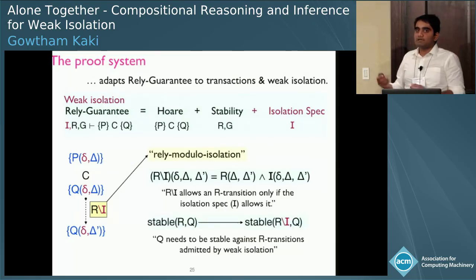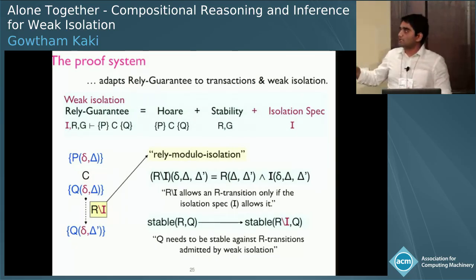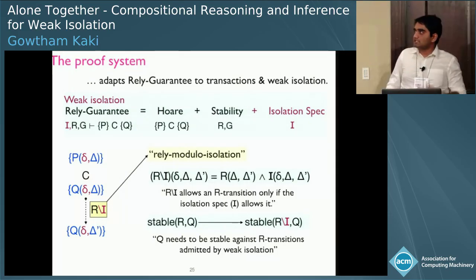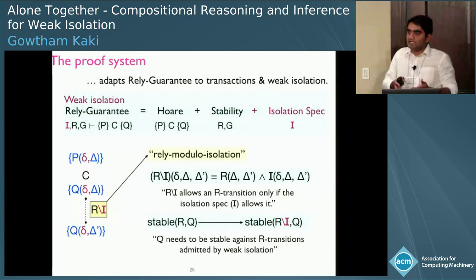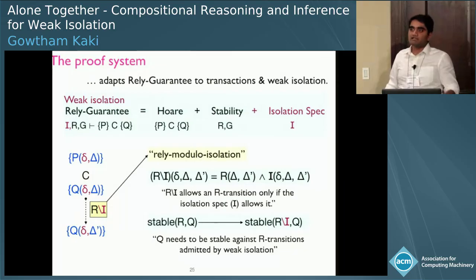So now we can prove the stability of pre and post conditions of transactions with respect to rely modulo isolation, letting us prove stability only when it is actually needed, only when isolation allows a certain interference to go through. So these two generalizations, namely generalizing the predicates to binary relations and rely relation to rely modulo isolation, are the main generalizations done to, in fact, adapt rely guarantee to transactions and weak isolation.